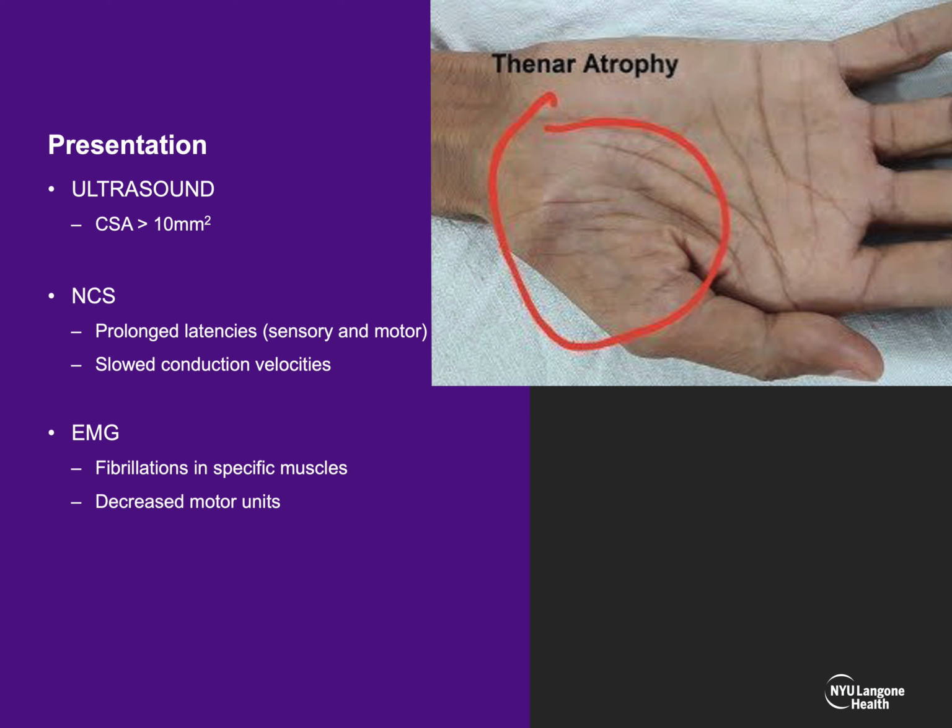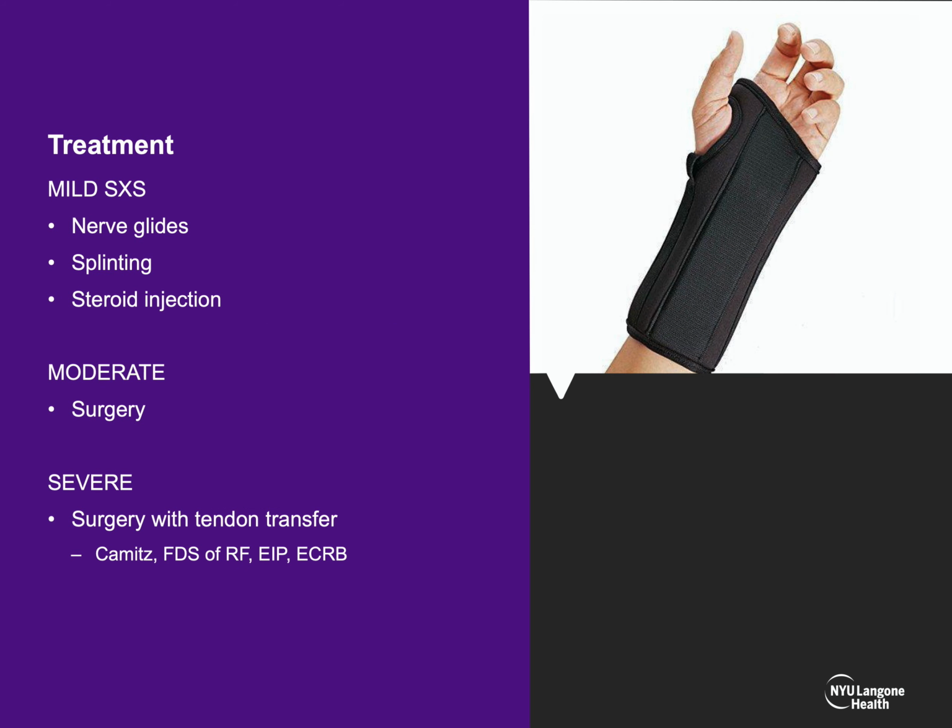With nerve conduction studies, it's prolonged latencies and slow conduction velocities. With EMG, you'll see fibrillations of the specific muscles that are innervated by that nerve, and decreased motor unit recruitment. I doubt that they'll ask you specific values, but if the conduction velocity is slowed, if there are prolonged latencies, or if there are fibrillations or decreased motor units, those are all indicative of injury of the nerve that they're examining.